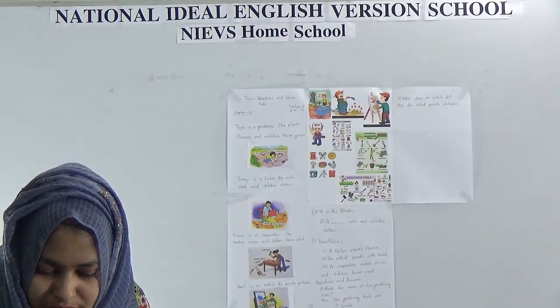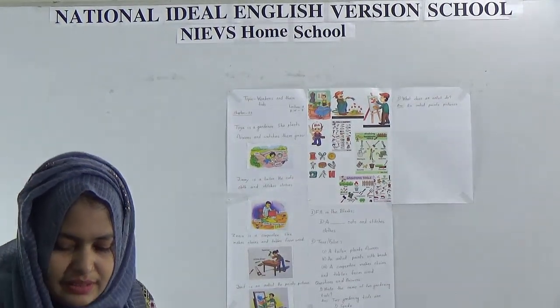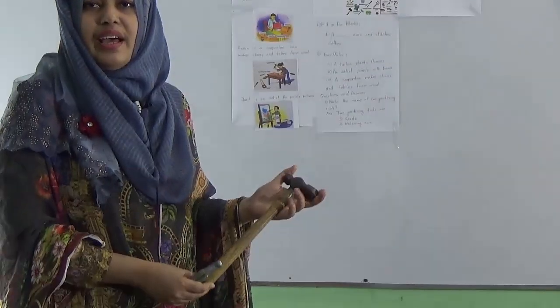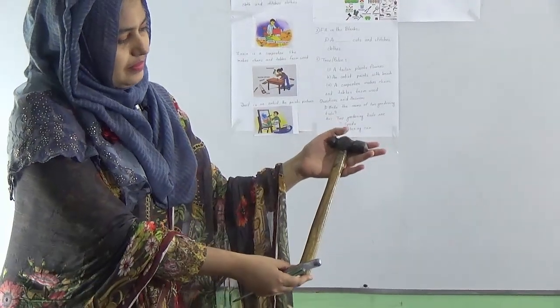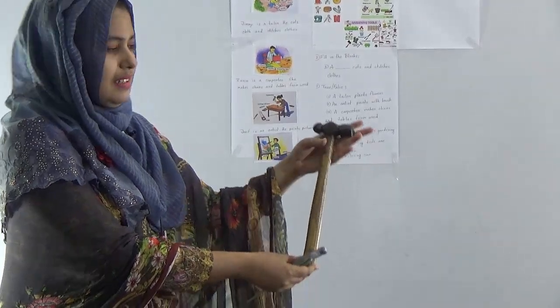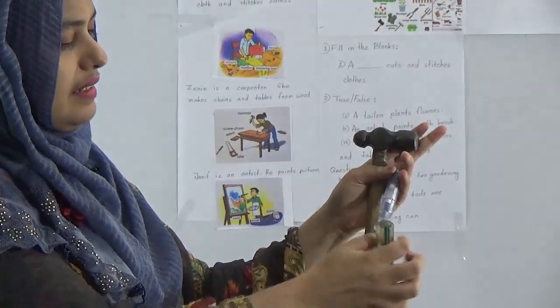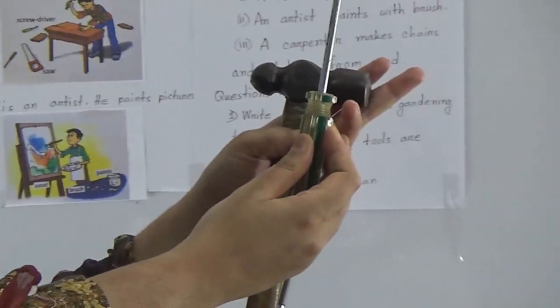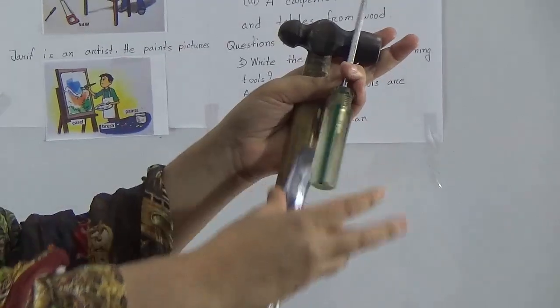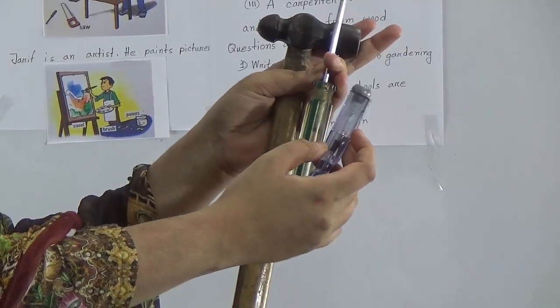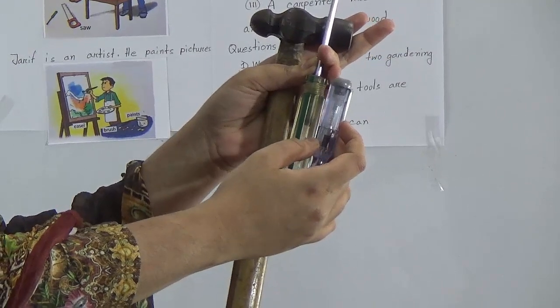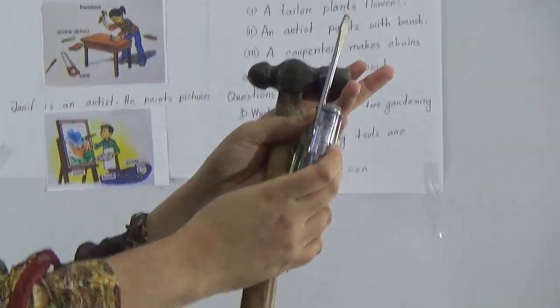Here are some tools you can see. This is a hammer. This is a screwdriver. And this is a tester. These are all tools used by a carpenter.